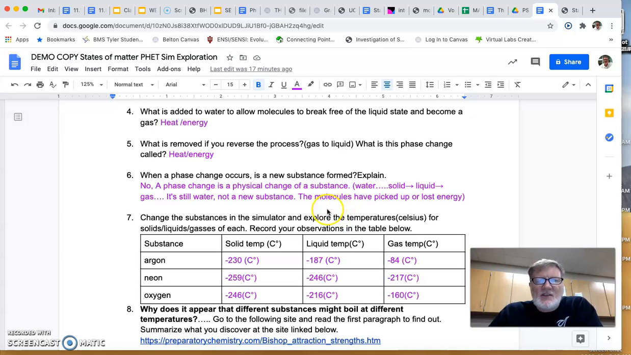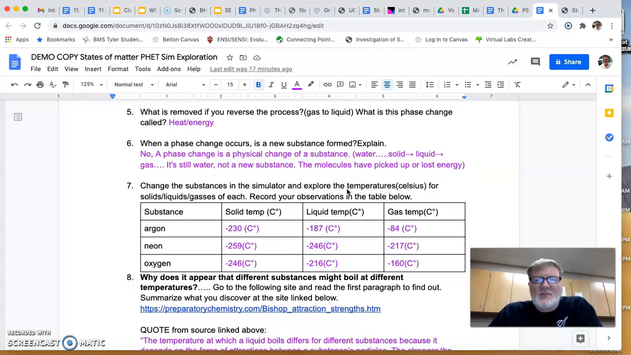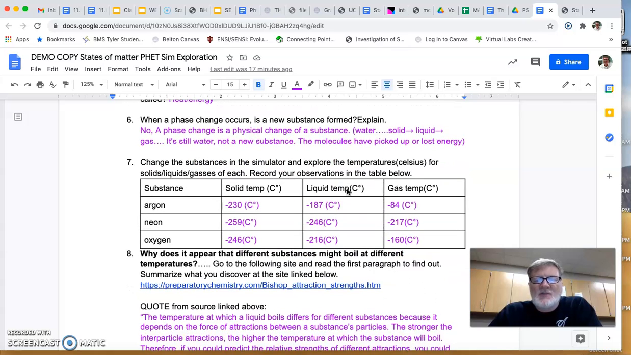Number 6, when phase change occurs, is a new substance formed? No, phase change is a physical change of a substance. Water, when it's a solid, then changes to a liquid and changes to a gas, it's still water. It's not a new substance. The molecules have just picked up or lost energy, allowing them to change phase.